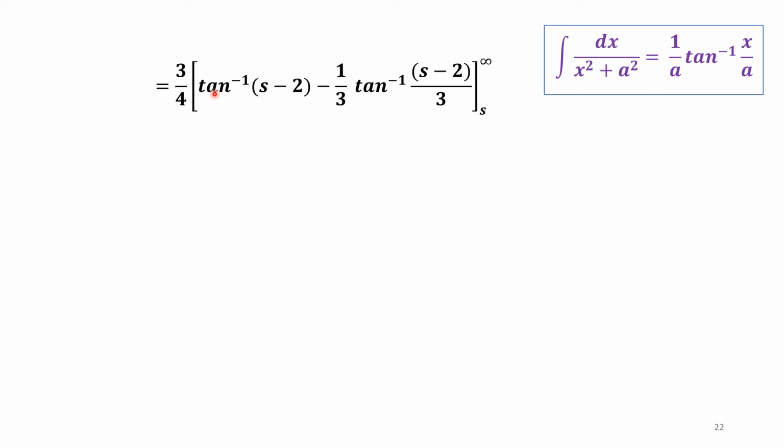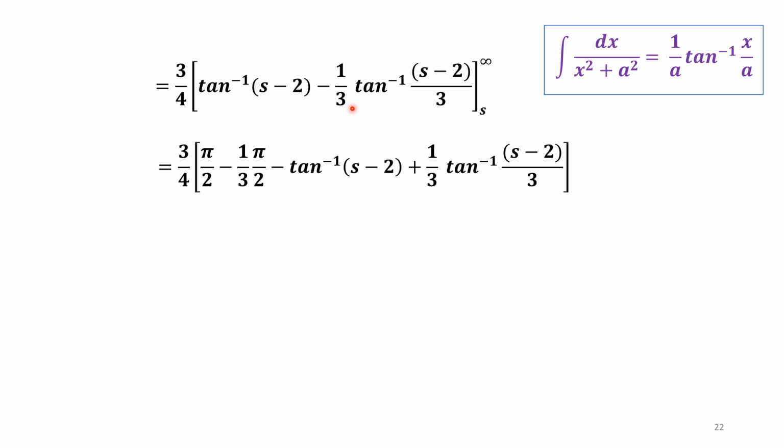So 3 by 4 tan inverse of s minus 2, 1 by a is 1 by 3 tan inverse of s minus 2 upon 3, between the limits s and infinity. Using this formula for both the terms: dx upon x square plus a square is 1 by a tan inverse of x by a. In the first case, we are having a equal to 1, so we have 1 by 1 tan inverse of s minus 2 by 1. In the second case, 1 by a is 1 by 3, so 1 by 3 tan inverse of s minus 2 by 3.